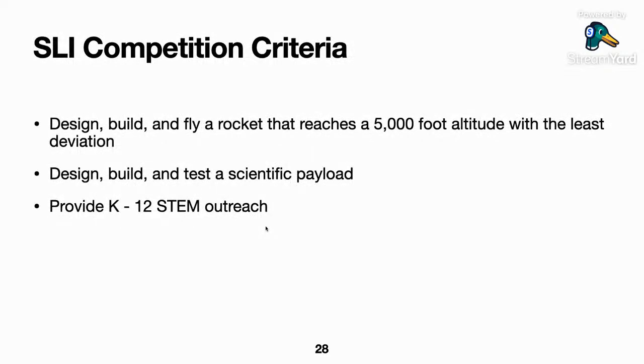So for the SLI competition criteria, in order to win, you had to design, build, and fly a rocket that reaches 5,000 foot altitude with the least deviation from 5,000 feet. So for every foot that you go short or beyond 5,000 feet, points are taken away. And then to design, build, and test a scientific payload to ride in that same rocket. And I did not say it here, but to also safely recover. If you crash the rocket, you're disqualified. So you could not have a bad landing.